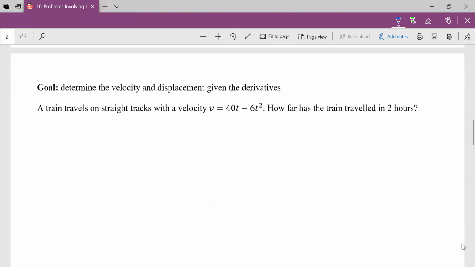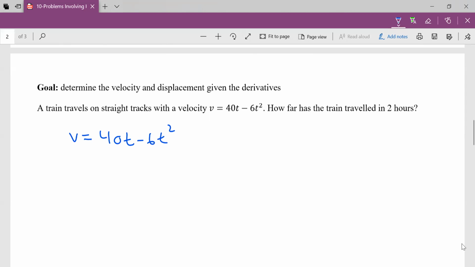Okay, so our goal is to determine the velocity and displacement given the derivatives. So here we go. A train travels on a straight track with a velocity of 40t minus 6t squared, where t is time in hours. How far has the train traveled in 2 hours? Okay, well, if we know our velocity is this, and we want to know how far it has traveled in 2 hours, and it's on straight tracks, but look at that velocity function.